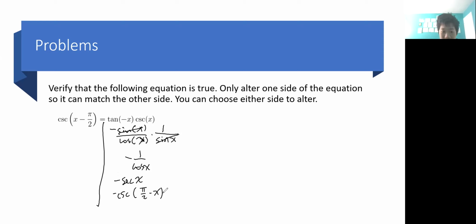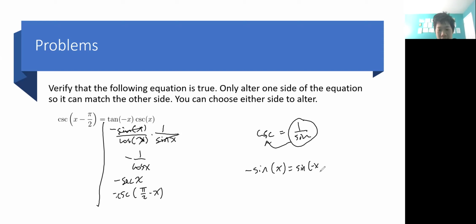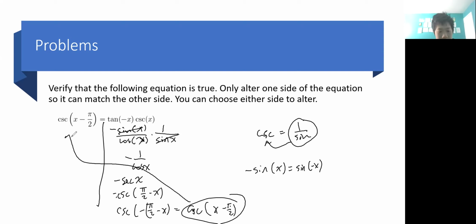Now let's apply our negative angle identity. Cosecant is 1 over sine, right? So we know that the negative angle identities that apply to sine are going to also apply to cosecant. So if we take the negative out here, remember, negative sine of x is sine of negative x, right? So the negative can actually go inside. So now we just have cosecant of negative pi over 2 minus x, which is cosecant of x minus pi over 2. And that matches. So that's the general process we're going to go through.